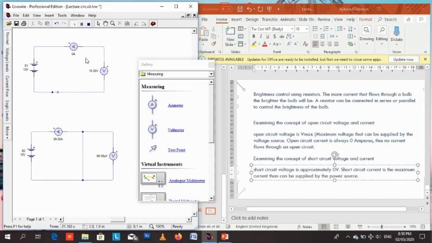I hope you can see the difference between open circuit and short circuit. So this is both now. This is me doing both tests at the same time, the voltage and current tests for both circuits. So I hope you understand the concept now.